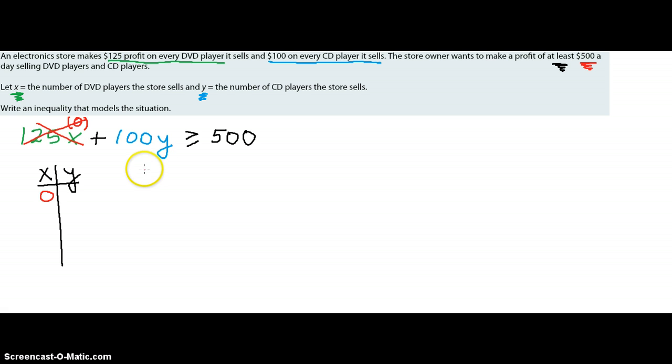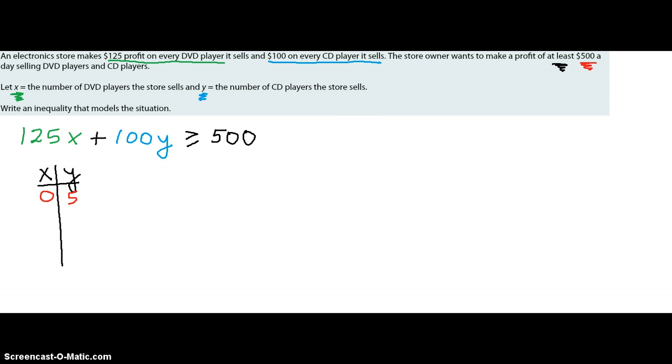And I'm just going to be left with 100 times Y is greater than or equal to 500. I can divide both sides by 100, and I find that Y is greater than or equal to 5. So when X is 0, Y is 5. And actually, let's erase this now so that we can do our equation again, and we'll remember that Y was 5.